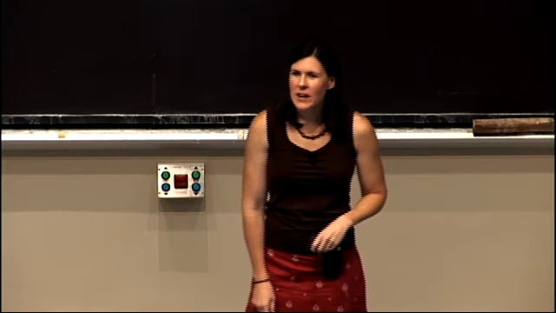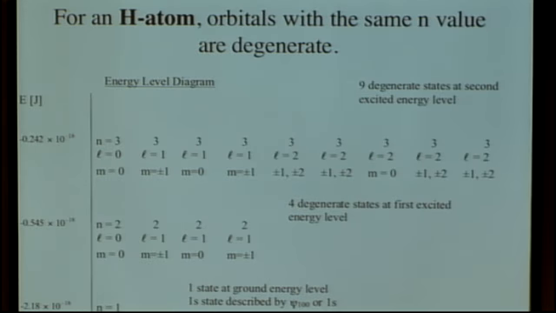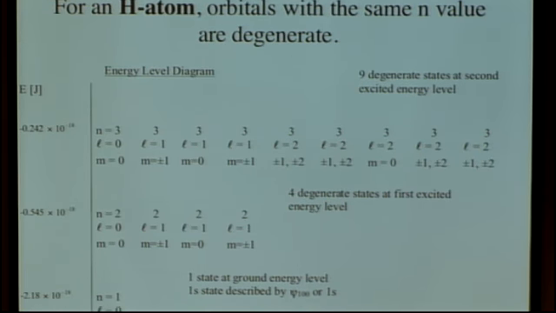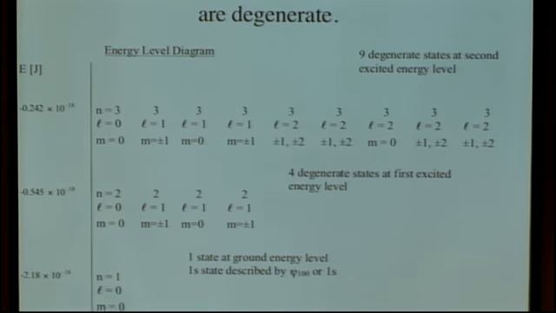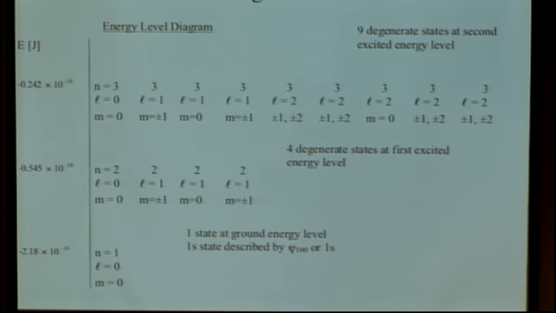So let's look at where this comes from with an energy level diagram here. What you can see is, again, we've got this ground state. If we go to the ground state, we're at that lowest energy level, and we only have one possibility for an orbital, because when n equals 1, that's all we can do. So that's the 1s orbital.